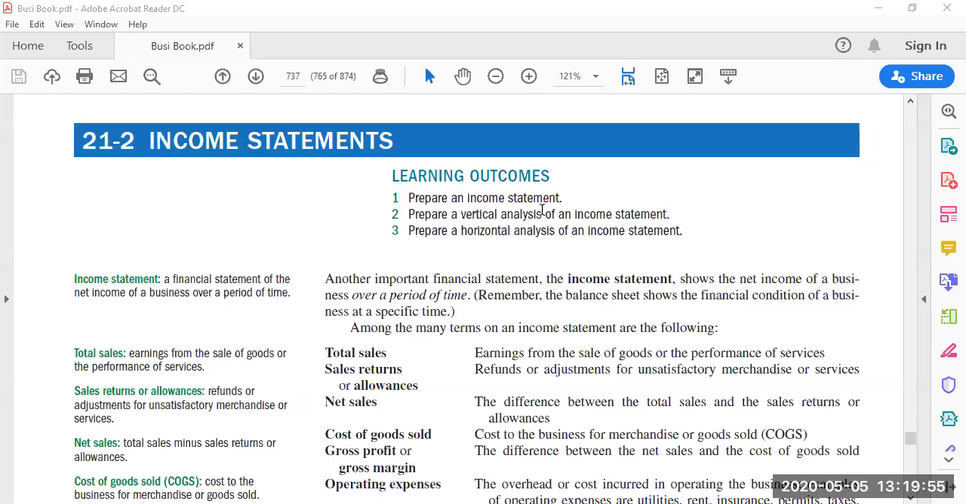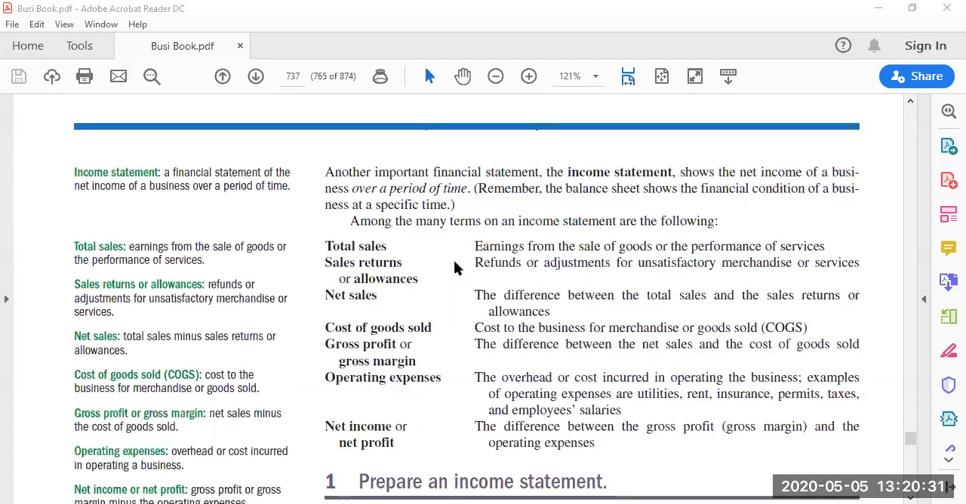So what is an income statement? An income statement is another important financial statement recorded and used by businesses. The income statement shows the net income of a business over a period of time. Balance sheets, of course, will give you a snapshot of the value of your assets, your liability, and your owner's equity at a specific point in time.